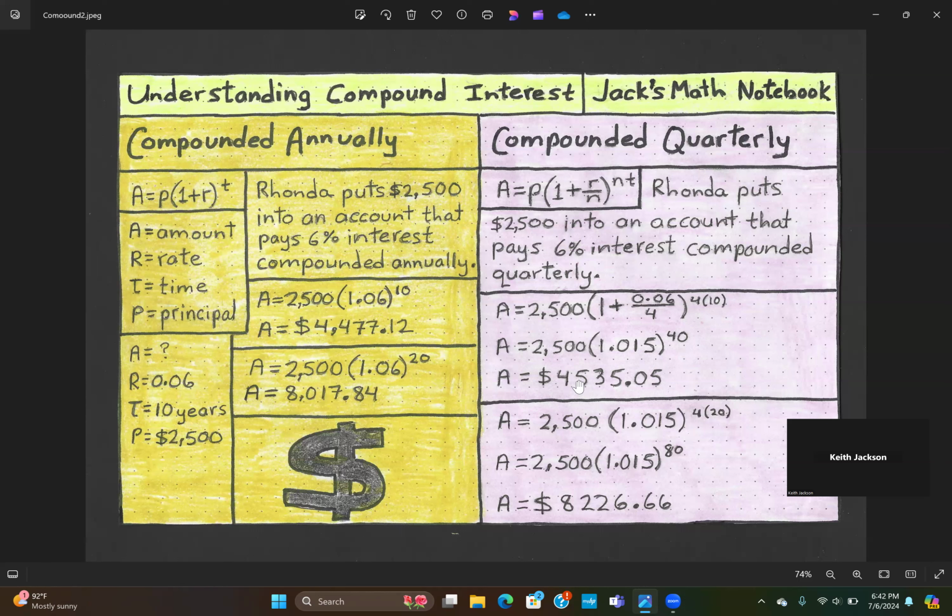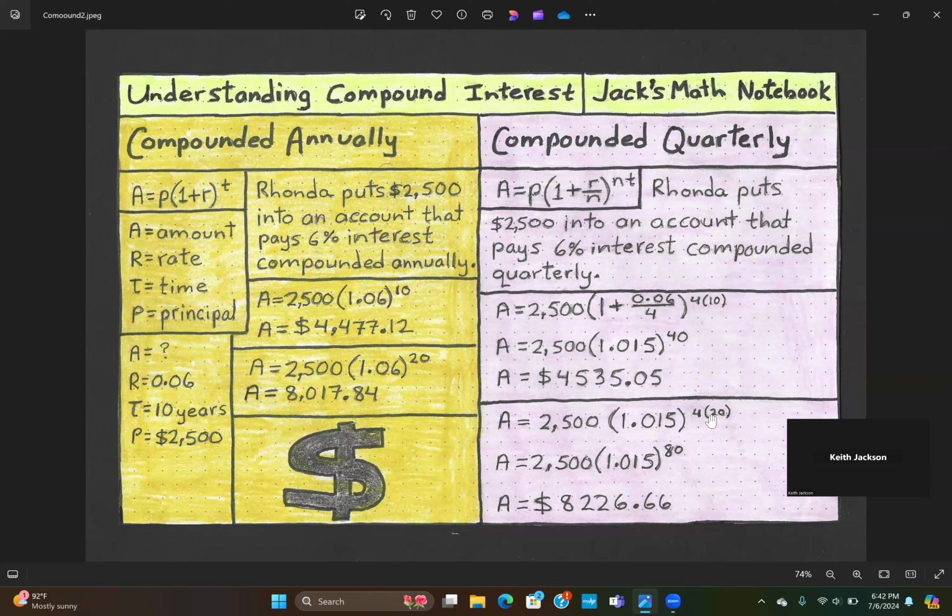Let us compare this amount to this amount. When we compound quarterly, we get a slightly higher amount: $4,535 and 5 cents. In the annual case, we get $4,477.12. Now let's see what happens when we raise it to the 4 times the 20. Remember, we're doing 20 years here.